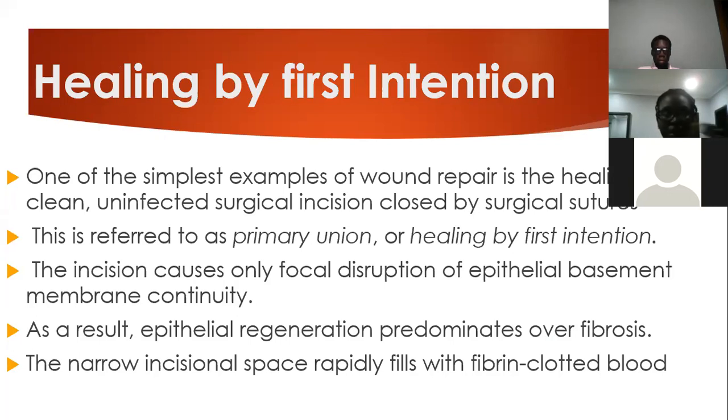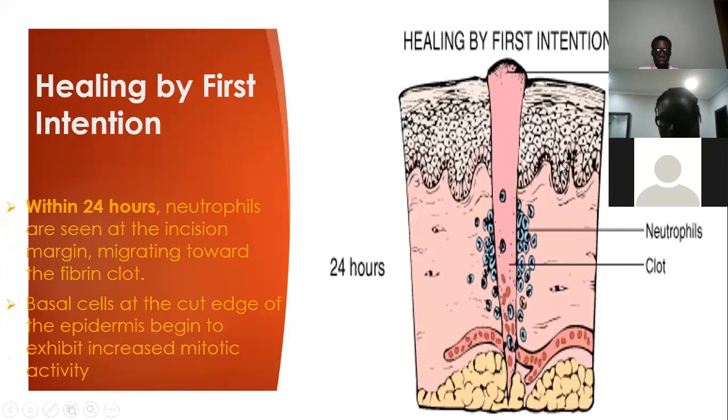Usually there's a very narrow incisional space, which is filled by fibrin clotted blood. So this is basically what we are talking about. You have a small incisional wound here. Within 24 hours, neutrophils will migrate to the incisional margin, and then towards the fibrin clot. Then the cells at the base of the epidermis will start proliferation by mitotic activity, so there'll be increased mitosis.